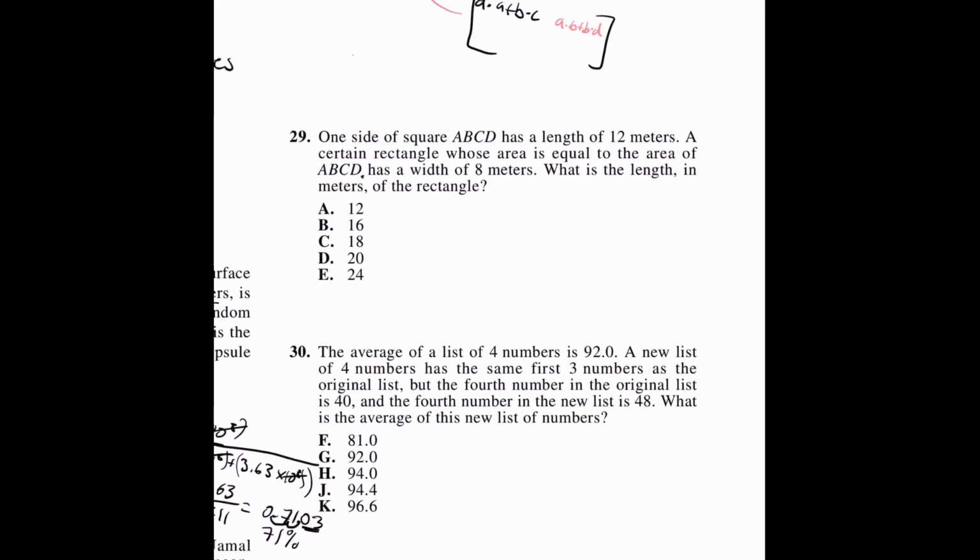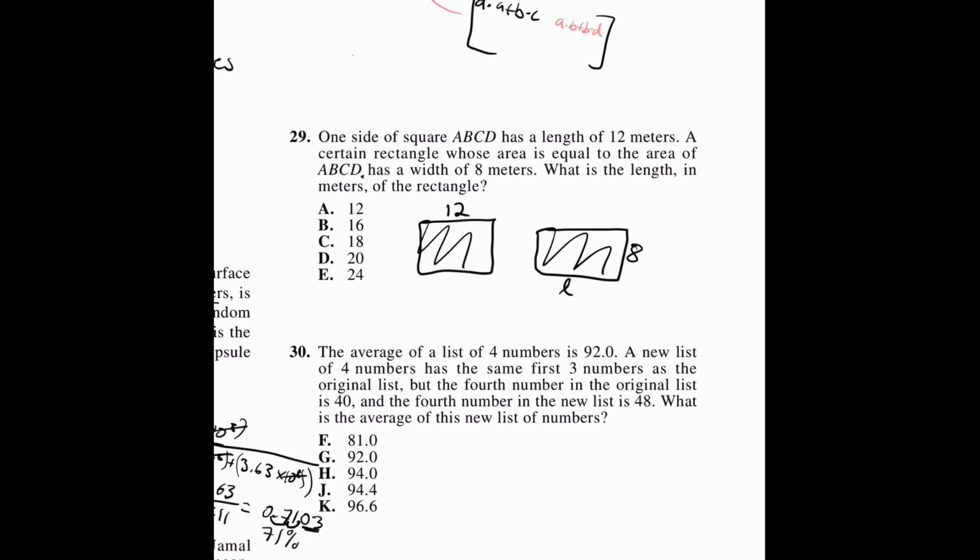One side of the square, ABCD, has a length of 12 meters. Okay, here's our square, and it has a side of 12 meters. There's a certain rectangle whose area is equal to the area of the square, and it has a width of 8 meters. Okay, so now we're looking for the length. So I know that our areas are the same. That means the insides are the same.